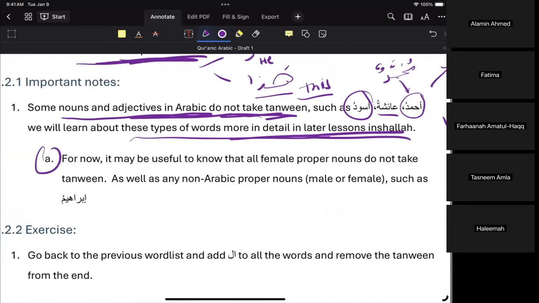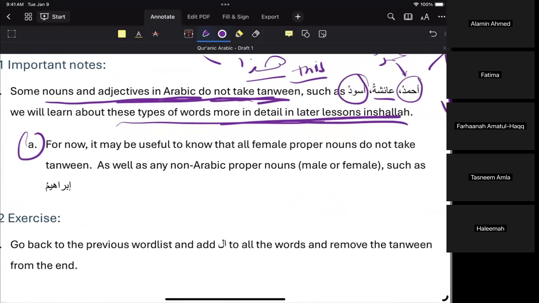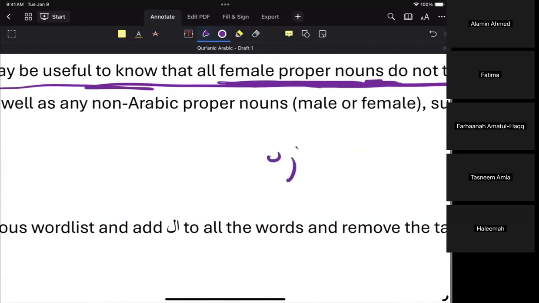Here I just wrote something, because this rule is fairly simple. Maybe this will help you. For now, it may be useful to know that female proper nouns do not take tanween. Any female proper nouns, somebody's name, female names, they will not take tanween. Doesn't matter which name it is. Zainab. You cannot say Zainabun. You have to say Zainabu. Okay? Amina. Amina too. Any female names.